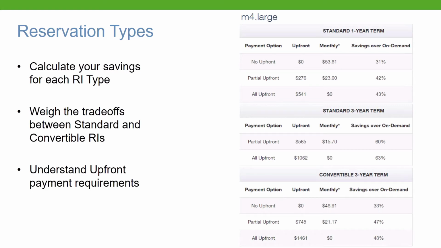There's limited, they actually just released the no upfront recently, but in the beginning it was limited to partial and full upfront options, and you don't quite get as much of a discount versus the standard 3-year RIs because they do give you the flexibility. So with flexibility comes a little bit less of savings.